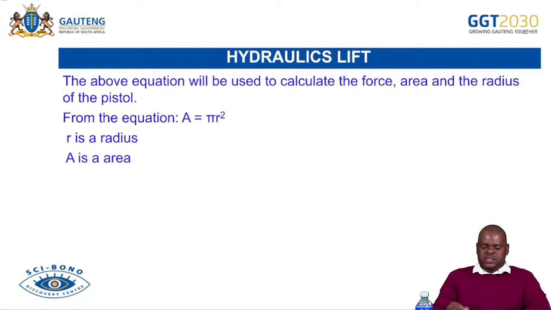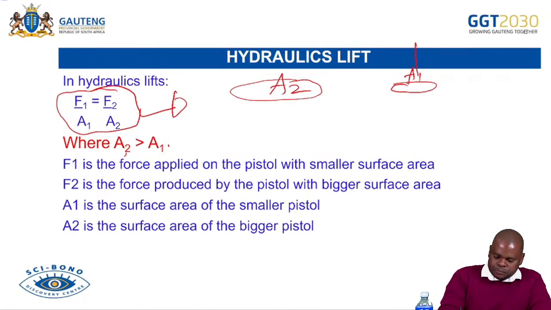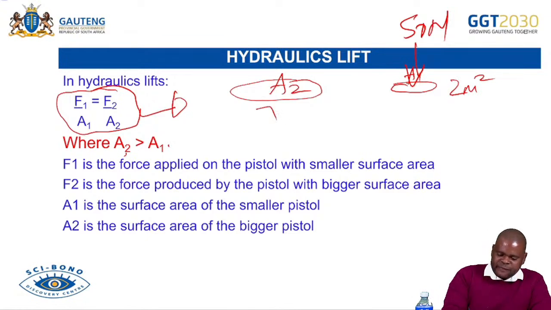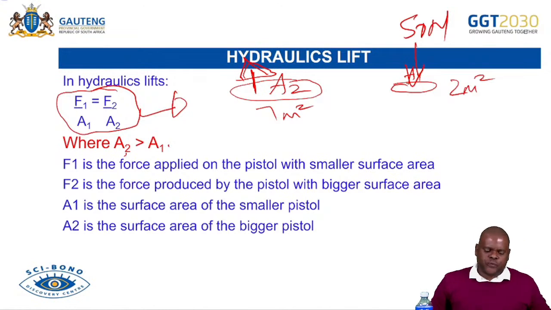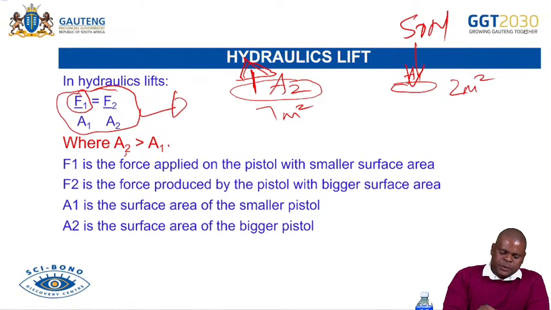Let's say for instance, I exert here 50 newtons, and the area here is 2 square meters. Are we together? And the area here is 7 square meters. Then how much will be the output force? Are we together? This force 1 is the force that I will be applying.